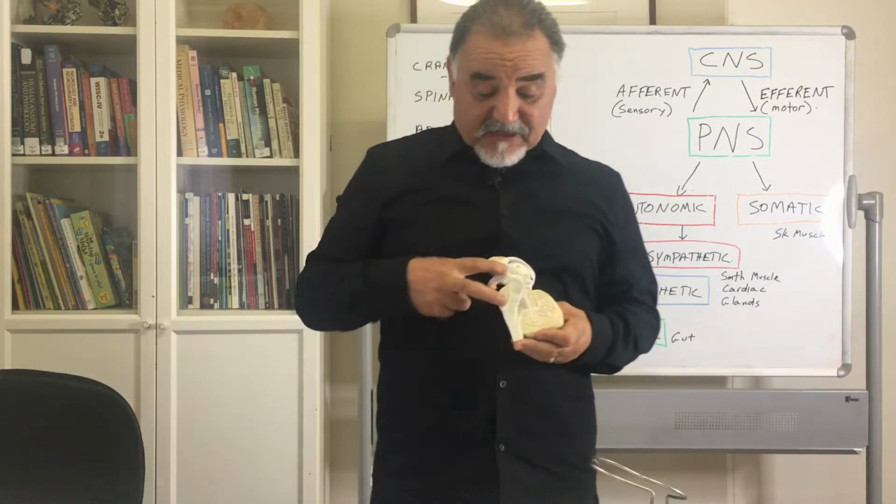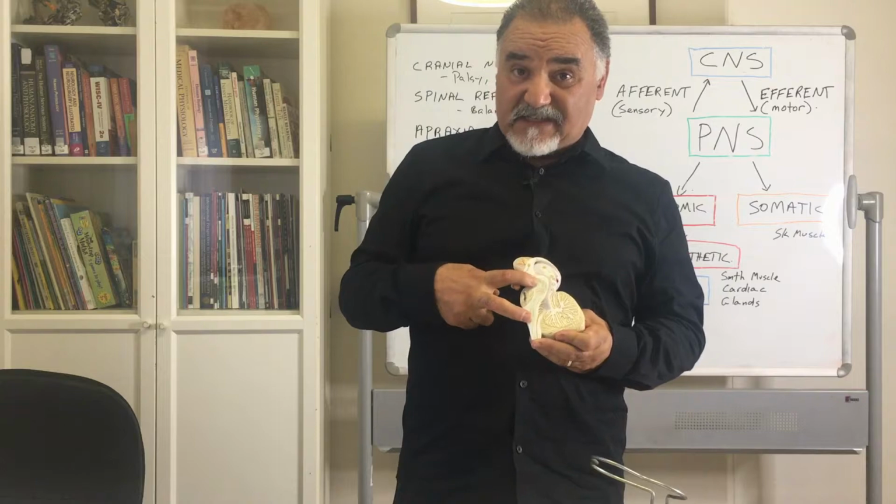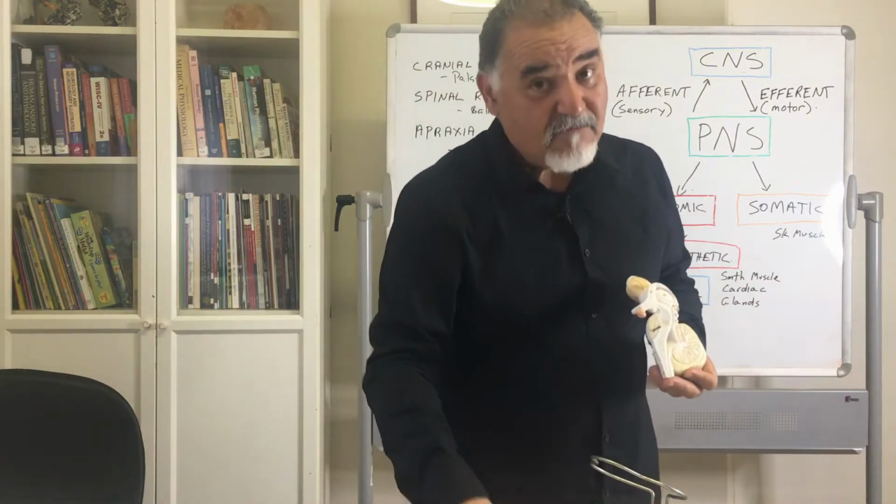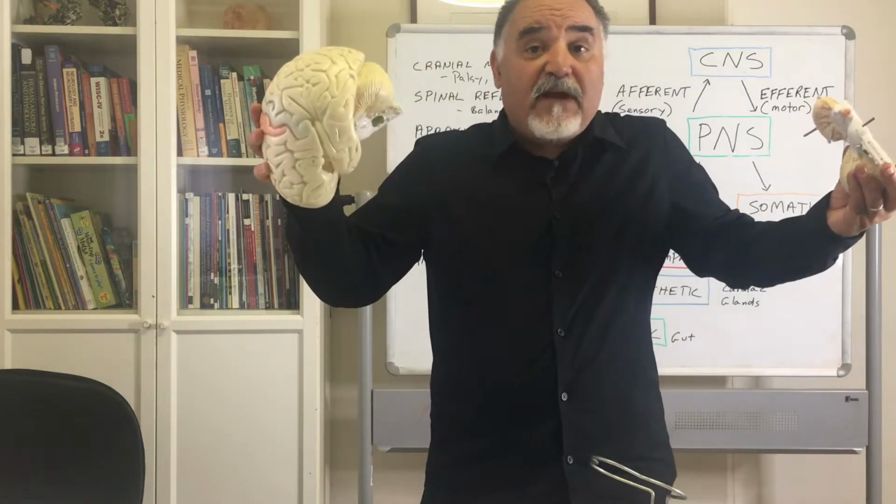General anesthetics. Where do you think general anesthetics work? General anesthetics work in this reticular activating system. It turns it down and turns it off. And the brain is turned off. You don't feel anything.